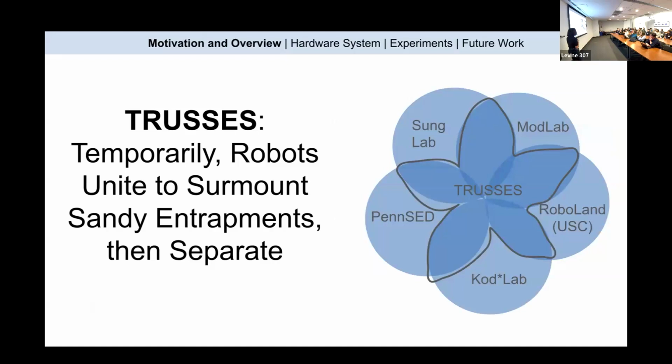And really quick, this is a really, really big project. There are 5 different labs working on this. There is the Sun Lab working on more controls, ModLab where I am working on all the hardware, PennSed doing just terrestrial studies. So this is looking into how you characterize what the ground is as you're walking over it, etc. RoboLand, which is a USC lab, working specifically with robot-ground interactions, and then PodLab, who is also supervising all of our efforts here.